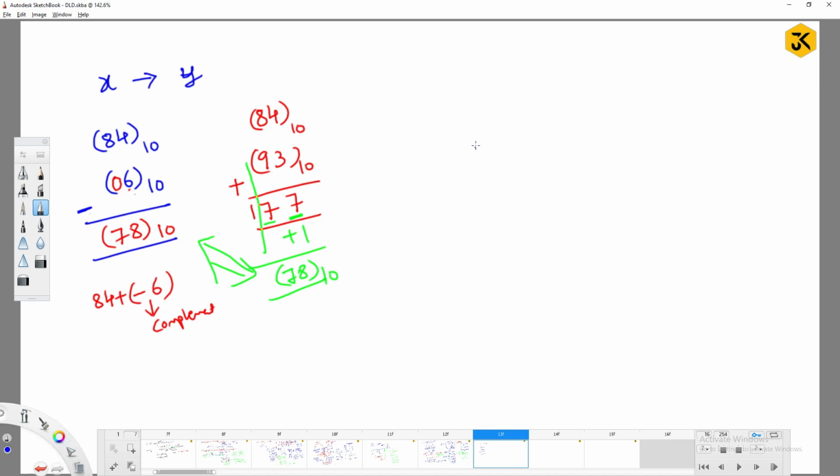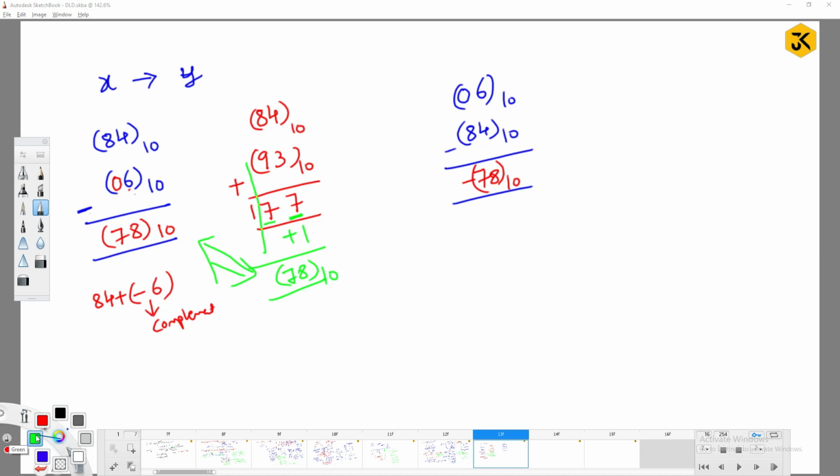Okay. Now take one more example, the same numbers 06 and 84, both decimal numbers. I am trying to perform subtraction, 06 minus 84. What result do you need to get? Minus 78 base 10. This is the result you need to get. Observe here: for the negative number you have to find the complement. For 84 the complement is 99 minus 84, which is 15.